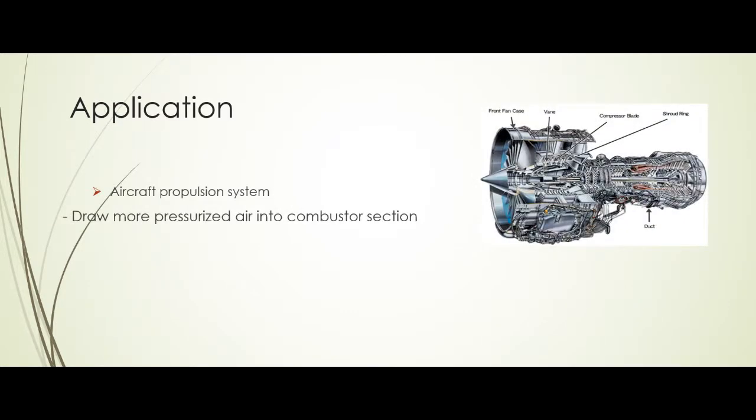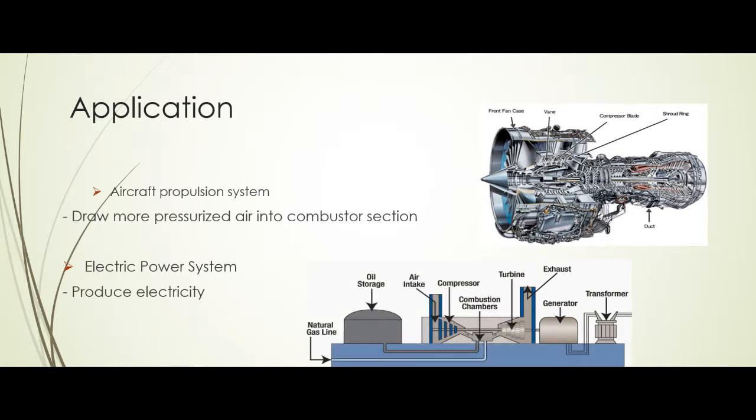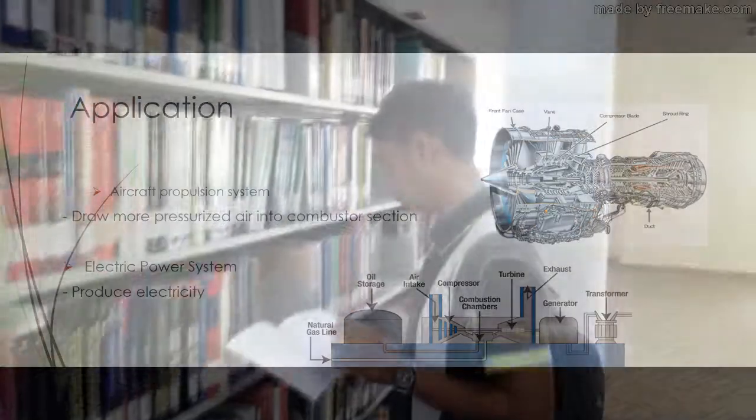Application. There are two major application areas of gas turbine. The first one is aircraft propulsion system. In this system, generally gas turbine is a main component in the engine to draw more pressurized air into the combustor section. The second one is electric power system. The gas turbine is needed to produce electricity. Yes, now you know what the application of gas turbine is.